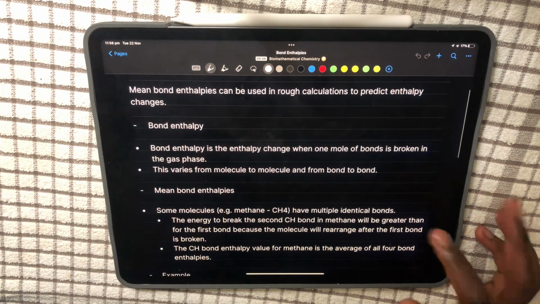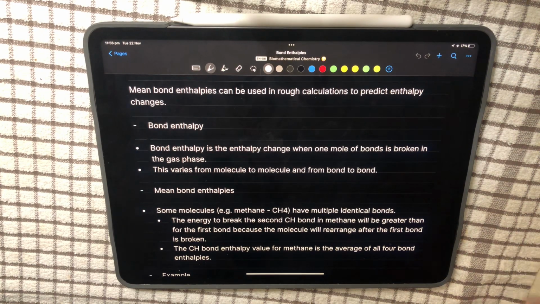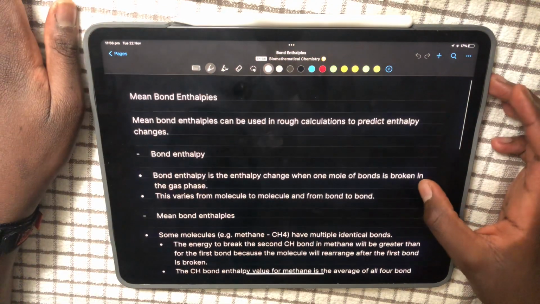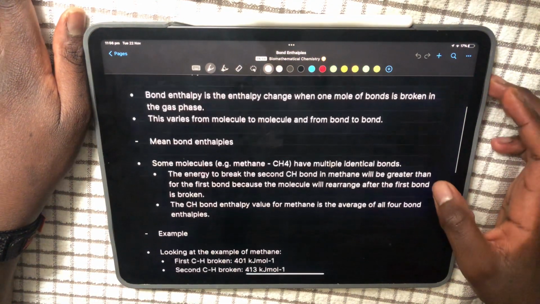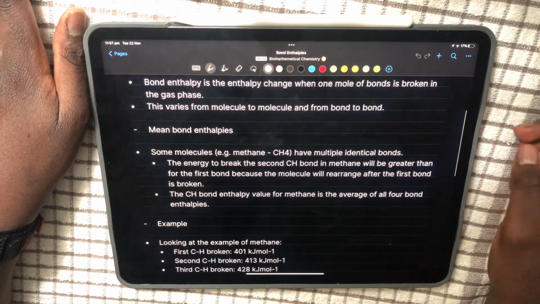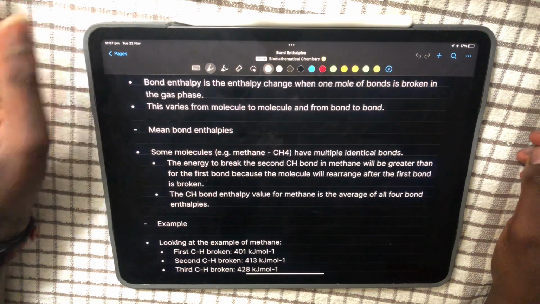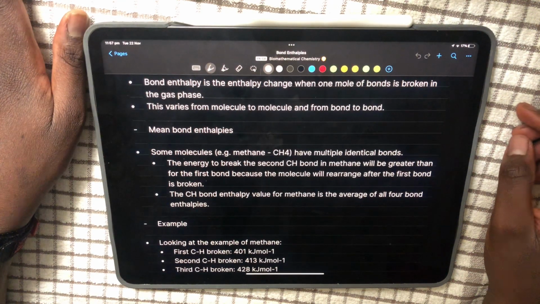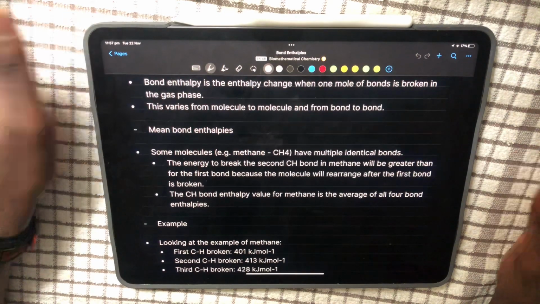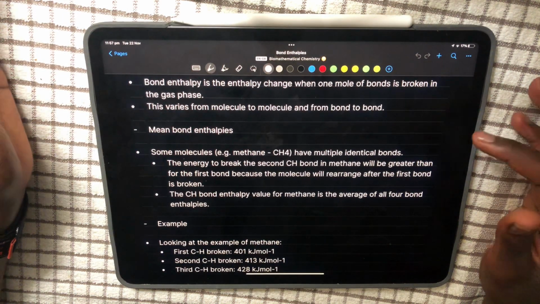This whole topic is energetics. All the topics in energetics all coincide anyway. But yeah, this is just one of the things that you need to get to grips with. Bond enthalpy. Bond enthalpy is the enthalpy change when 1 mole of a compound is broken in the gas phase. That's the definition, if you want to copy that down. And this varies from molecule to molecule and from bond to bond.